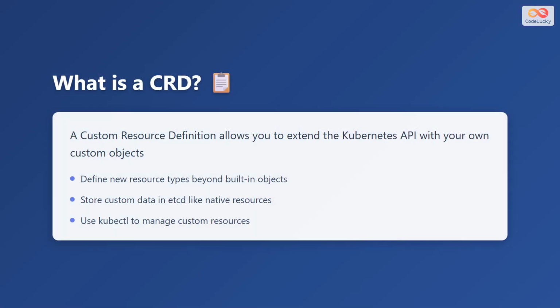A custom resource definition, or CRD, allows you to extend the Kubernetes API with your own custom objects. Think of it as a way to teach Kubernetes about new types of resources beyond the built-in ones. With CRDs, you can define new resource types that suit your specific needs. These custom resources are stored in etcd, just like native Kubernetes objects. The beauty of CRDs is that once defined, you can manage your custom resources using kubectl and all the familiar Kubernetes tools, making them first-class citizens in your cluster.